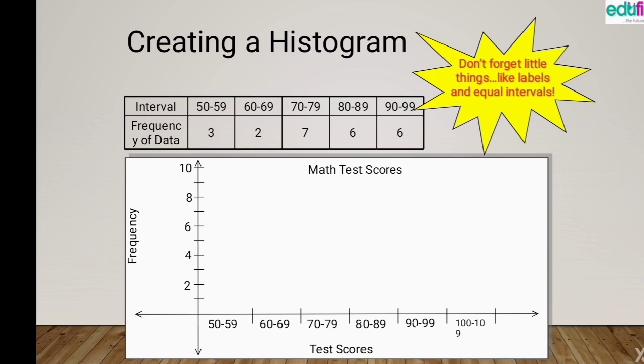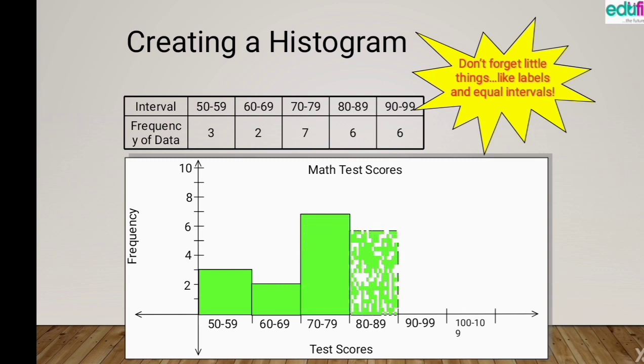Let's plot a graph of it. When we say from 50 to 59, we have 3. You can see, when we have 60 to 69, we have 2 values. When we have 70 to 79, we have 7 students. When we have 80 to 89, we have 6 students. And when we have 90 to 99, we have 6 students also.